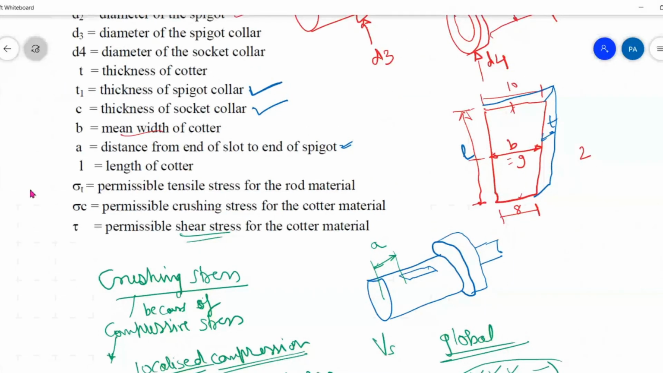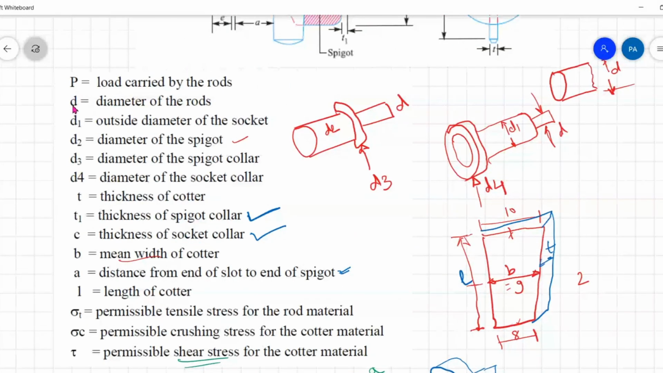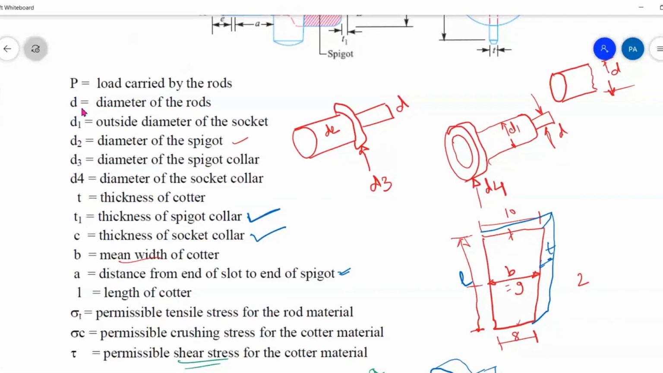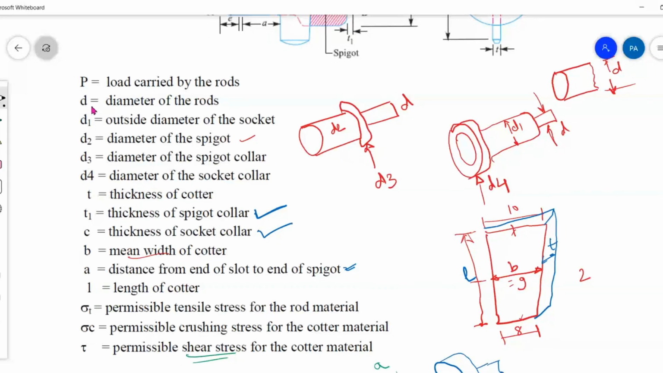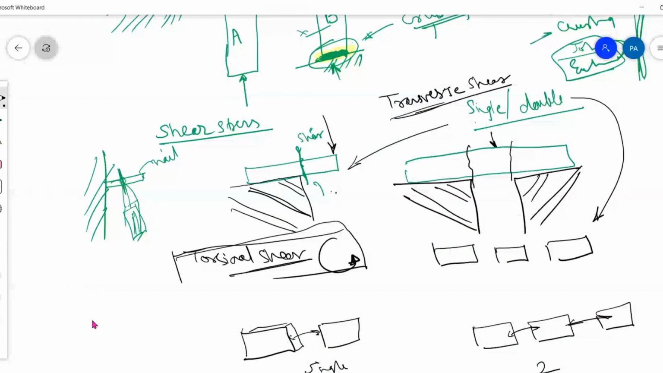And what are the parameters? See, D. So you can count D, D1, D2, D3, D4. Then T, T1, C, B, A, 10. So we have to design these 10 parameters. And the 11th is length. So length is not found by some value. I will tell you afterwards. So we have to find the value of these 10 parameters. After we get the values of these 10 parameters, we can say that we have designed a Cotter joint. So we'll start one by one.